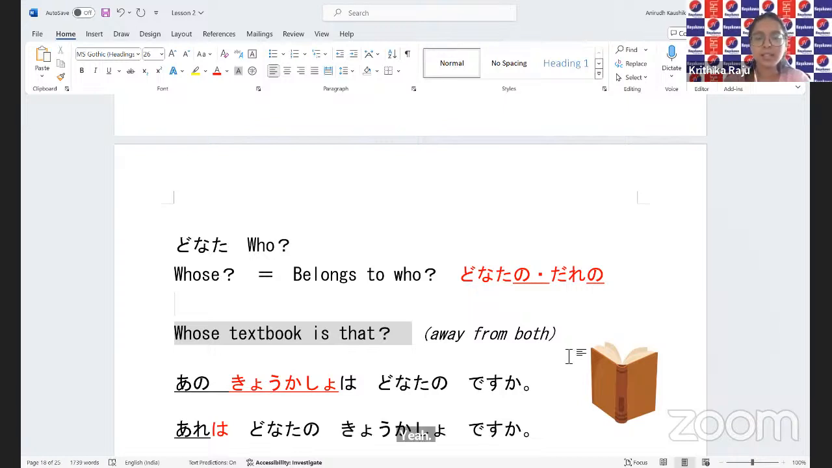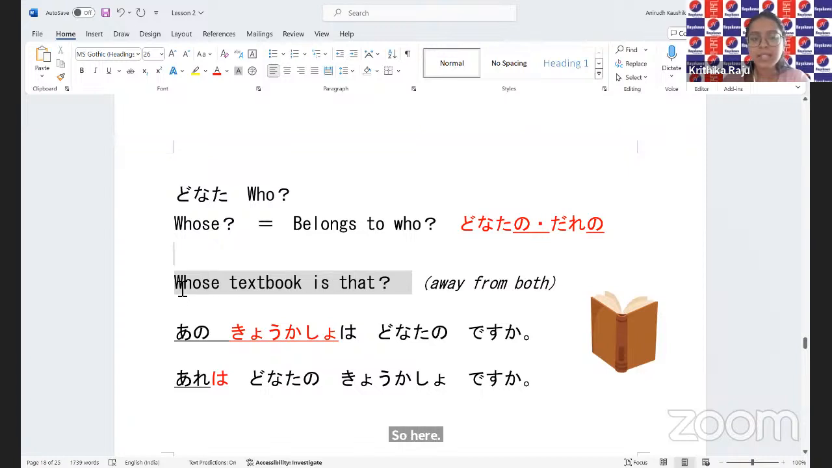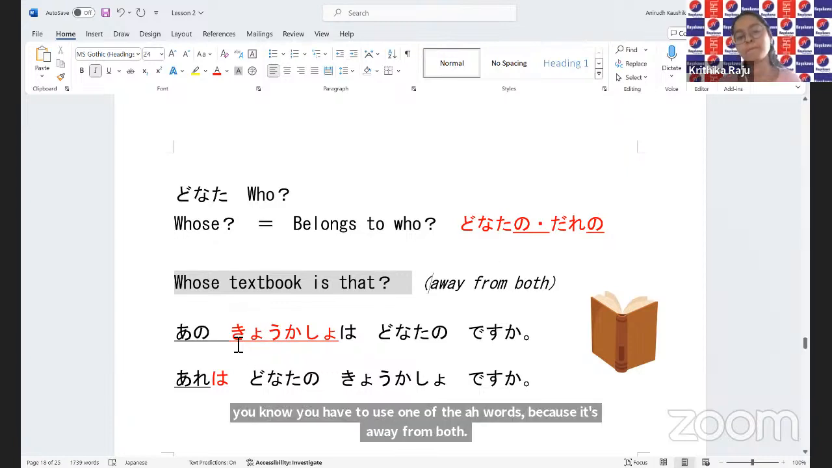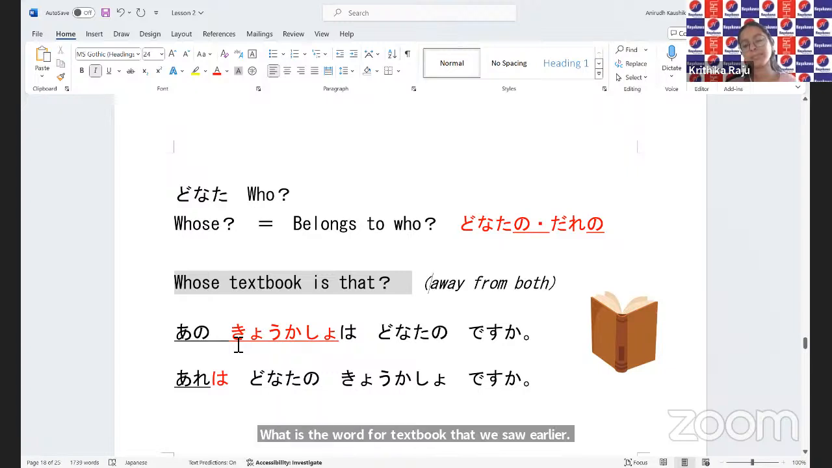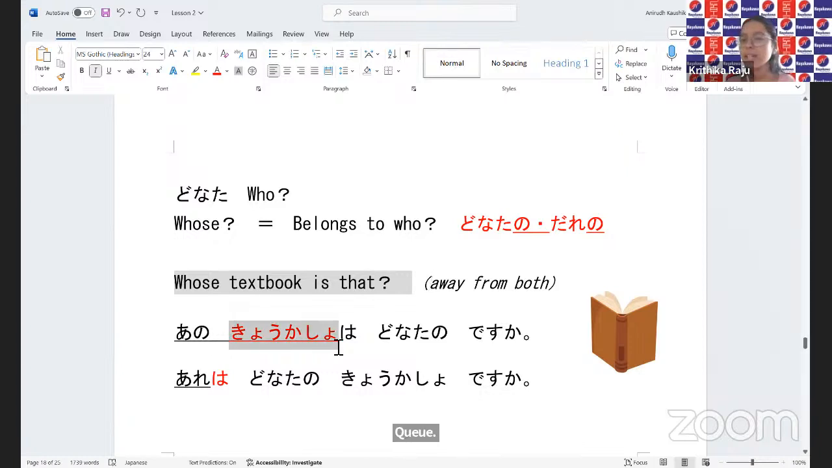So here, the example I've given is, whose textbook is that? And that textbook is away from both the speaker of this question and the listener. So you know you have to use one of the R words because it's away from both. What is the word for textbook that we saw earlier? Kyokasho. It's highlighted here in red. Kyokasho. Whose textbook is that?